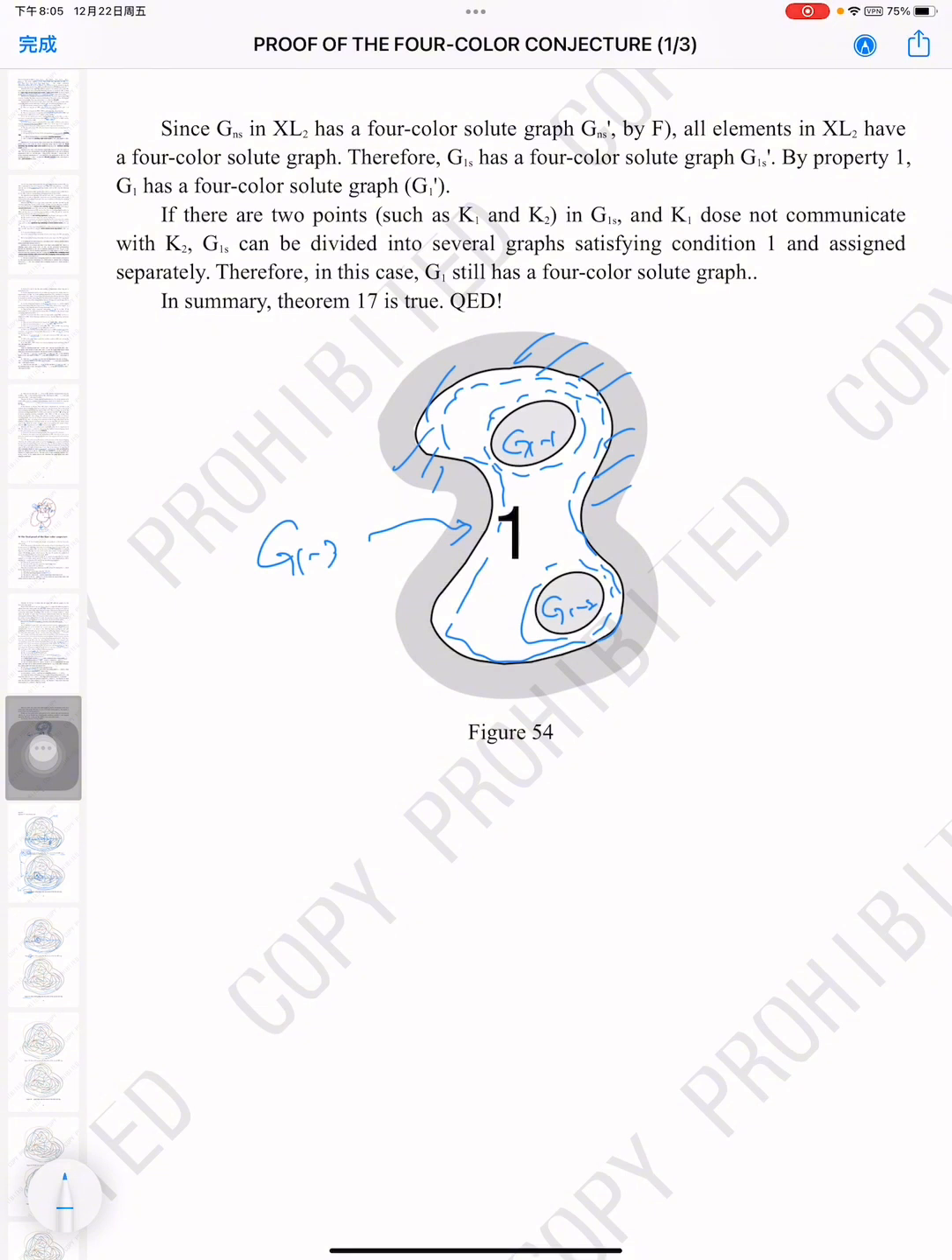If there are 2 points such as K1 and K2 in G1S and K1 does not communicate with K2, G1S can be divided into several graphs satisfying condition 1 and assigned separately. Therefore, in this case, G1 still has a four-color absolute graph. In summary, theorem 17 is true. QED.